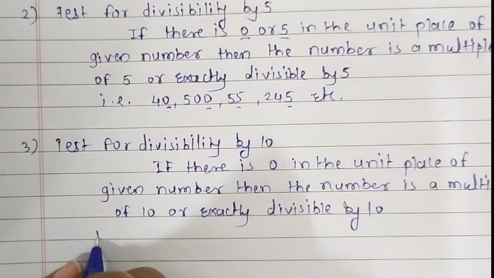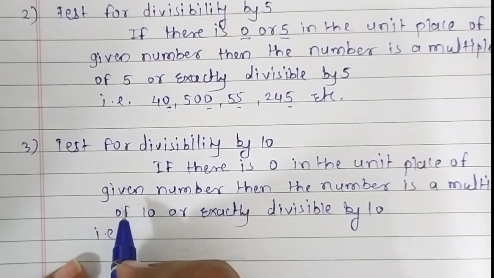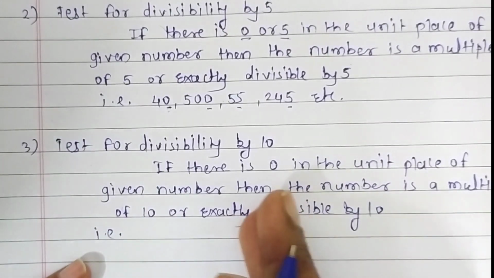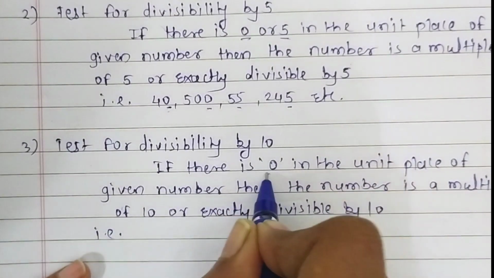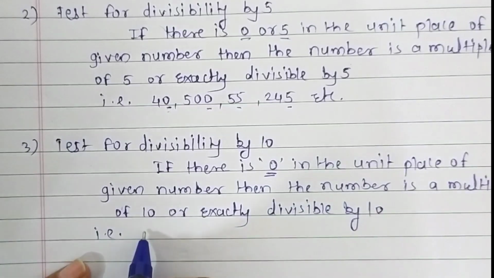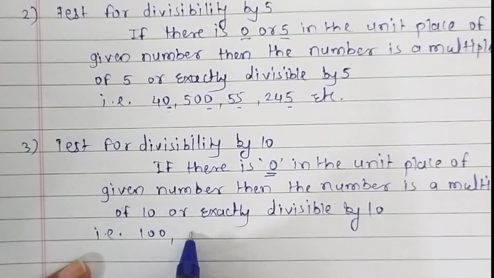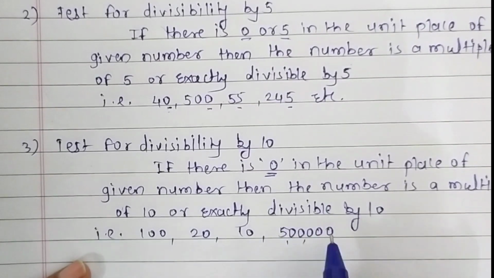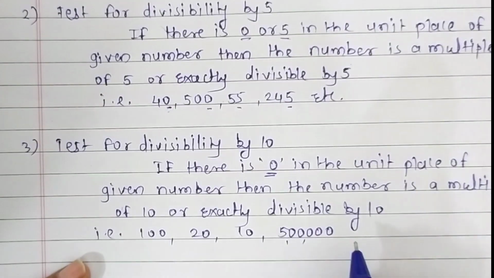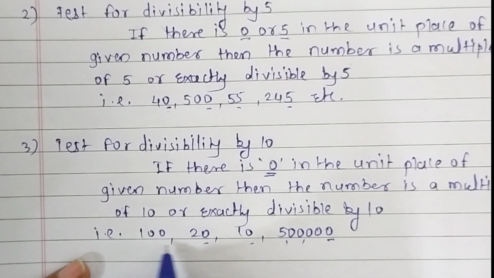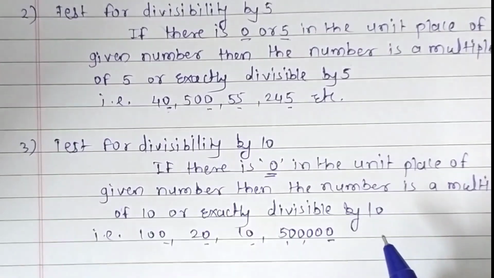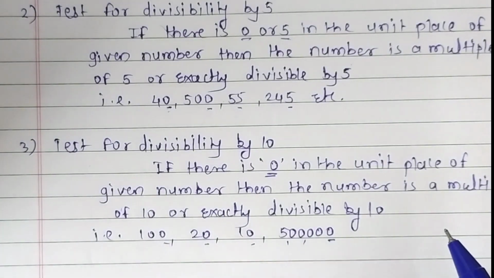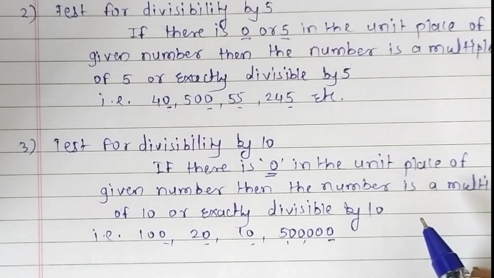Let's write examples for it. You can write any number which has only 0 in the unit place of that number. We can write 100, 20, 10, 5 lakh. Any number which has 0 in the unit place of that number is exactly divisible by 10 or a multiple of 10.